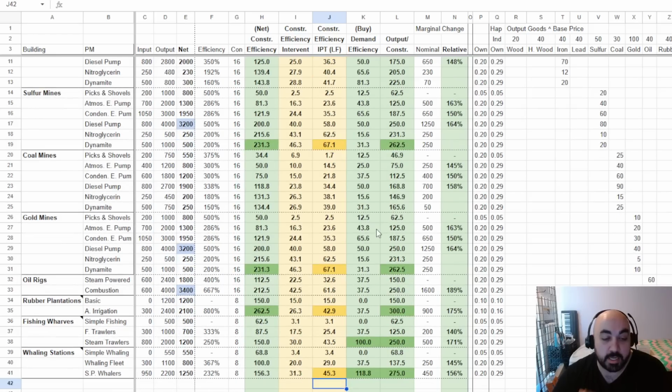Fishing wharves and whaling stations both encourage you to move away from agrarian stuff in terms of their outputs, and so they're good in that sense. Very often you want to have them on auto expand, not really focus on them, except for whaling. When you get vacuum canning, it becomes extremely good, and both of these become extremely good when you get steam trawlers, and I think that's a fairly good summary.